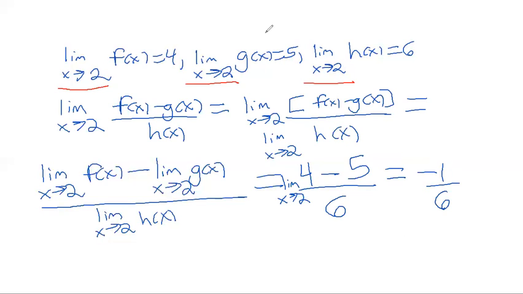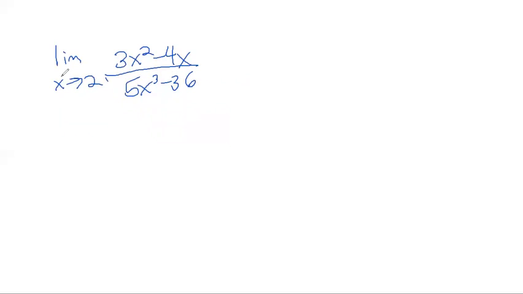And let's see, let me clear the board here. So another example is, suppose I have the limit as x approaches 2 for 3x squared minus 4x over 5x cubed minus 36. So for this one, well, I'm just going to plug in 2. Now, the important thing to check here is, first off, be sure that your denominator doesn't come out to 0, because if it does, well, that doesn't necessarily mean that it's undefined.